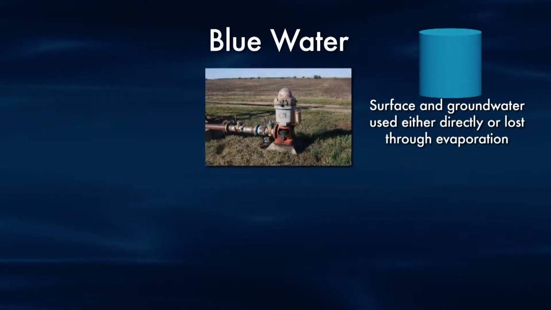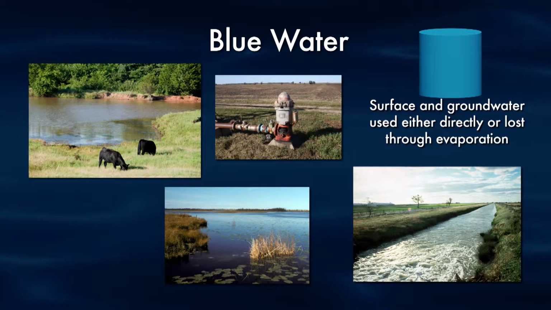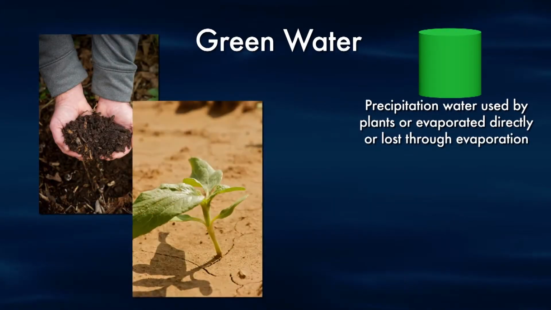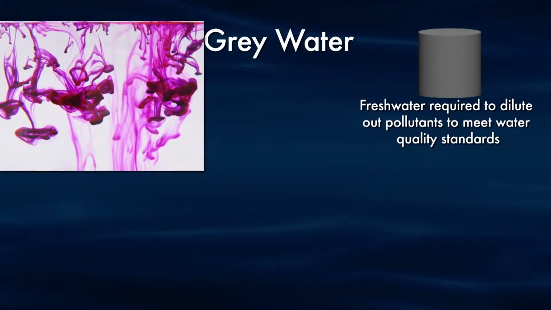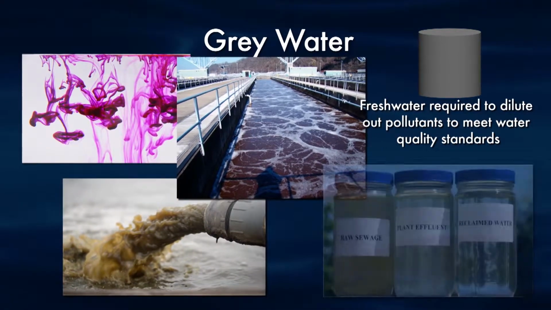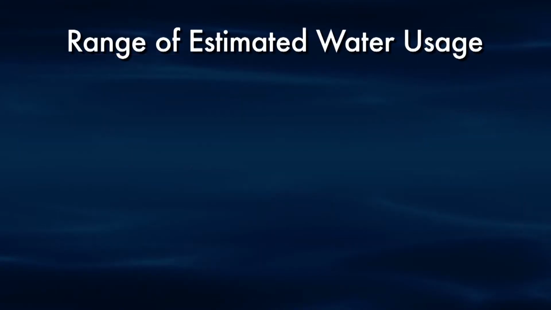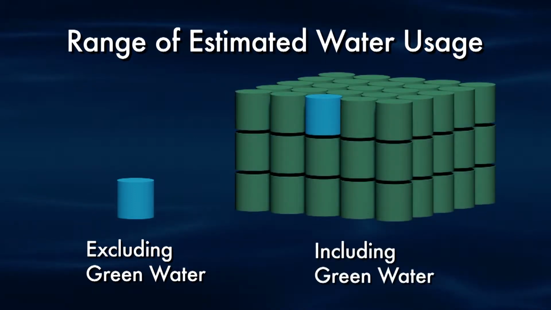Blue water includes all surface and irrigation water sources. Green water is the water from precipitation that is stored in soil and is available for evaporation and transpiration by plants. Gray water is the fresh water required to dilute out pollutants to meet water quality standards. The inclusion or exclusion of green water in water footprint analyses of beef explains much of the range of reported beef water footprints in the scientific literature.